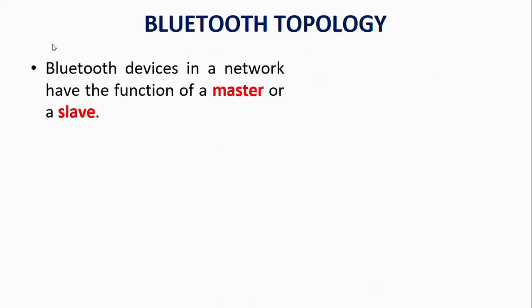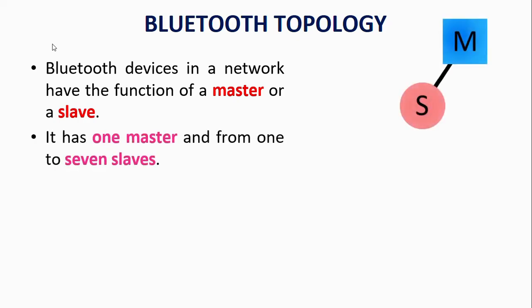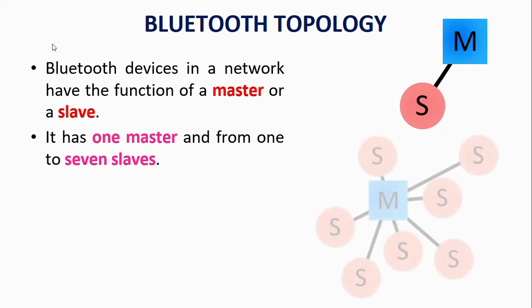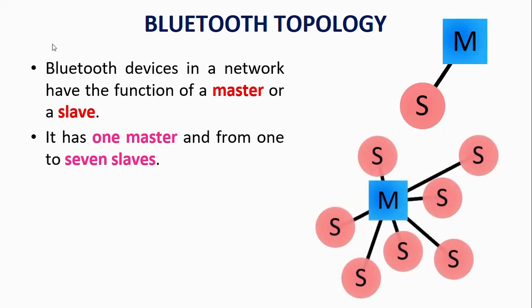In general, the Bluetooth topology: the Bluetooth devices in the network have functions of a master or slave. It has one master and from 1 to 7 slaves. All communication is between the master and one or more slaves, never directly between the slaves, as shown on the screen.